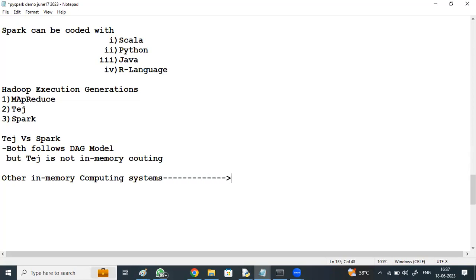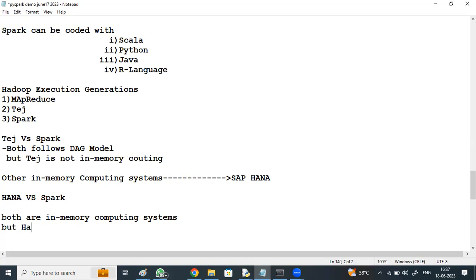Another in-memory computing system we have is SAP HANA. SAP HANA is in-memory computed. If you compare HANA and Spark, both are in-memory computing systems, right? But HANA is not distributed.